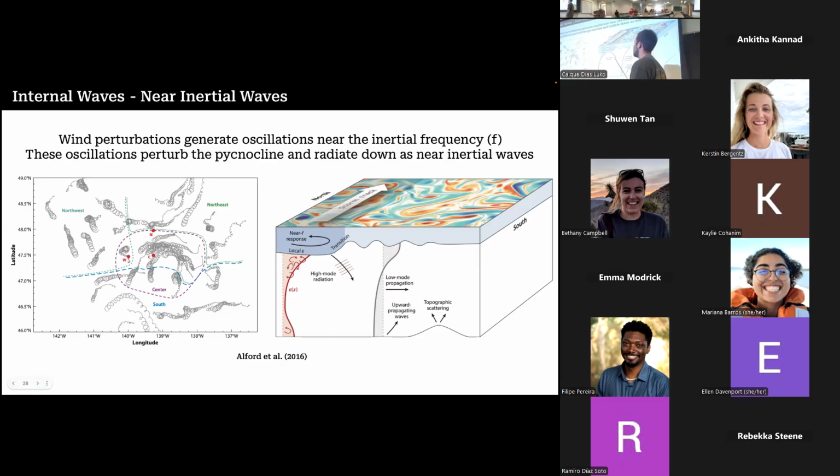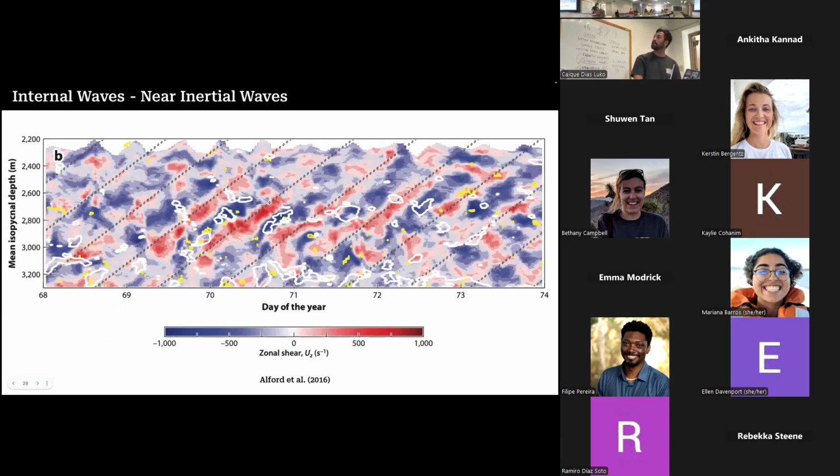You can have high mode near inertial waves. High mode is, if you have the water column, you're going to have a lot of different velocities, positive, negative, whereas low mode is more like less changes in velocity over the water column. And so the high mode ones are the ones that generate more shear, and they break sooner than the low mode ones that can propagate away for longer times.